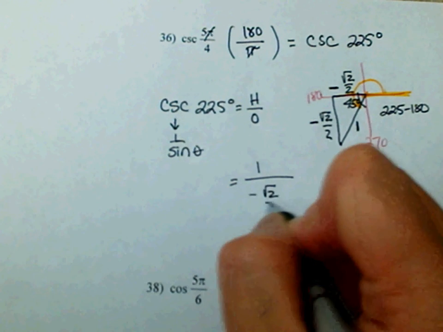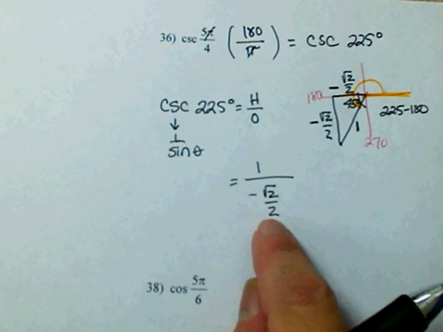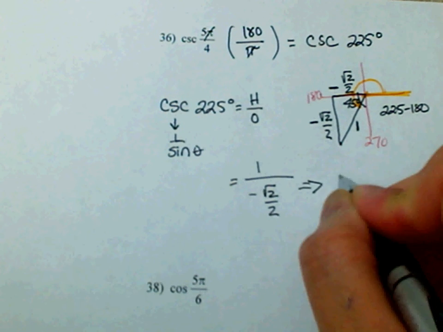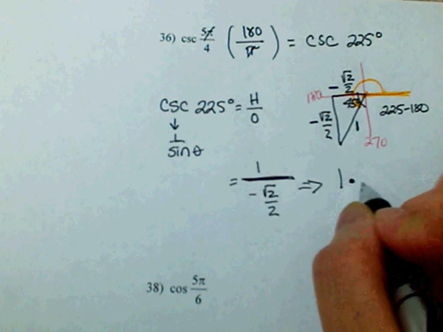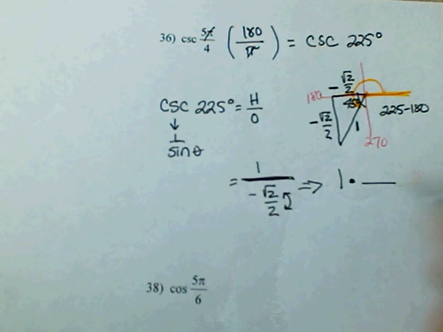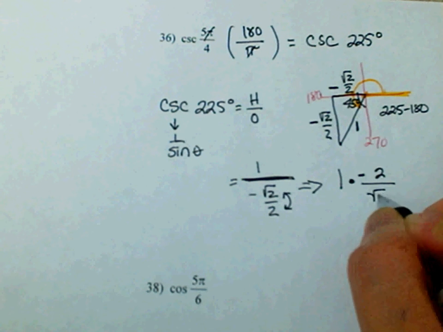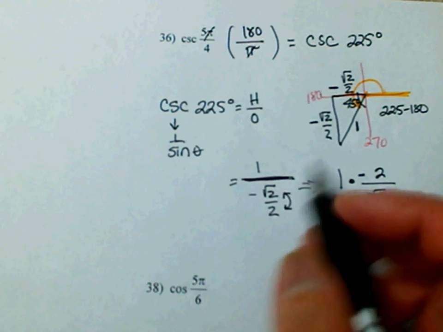So this comes out to be 1. Instead of dividing, you're going to multiply, and you are going to take the reciprocal. Negative 2 goes on top, square root of 2. Remember, the negative can float up and down. All right, what is 1 times negative 2? Negative 2 over square root of 2. You see how you have a radical in your denominator? You have to rationalize it.